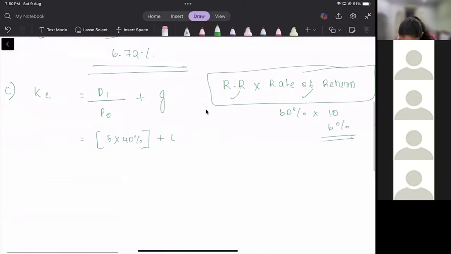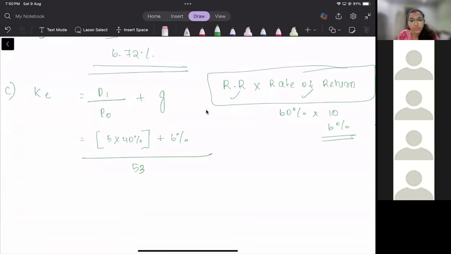So coming here, plus 6% by P0. Current market price is given in the question. What is P0? What is the price that I am going to get in the market right now? P0, price of the shares right now. How to find whether it's D1 or D0? Like in the formula, we'll have to use D1.